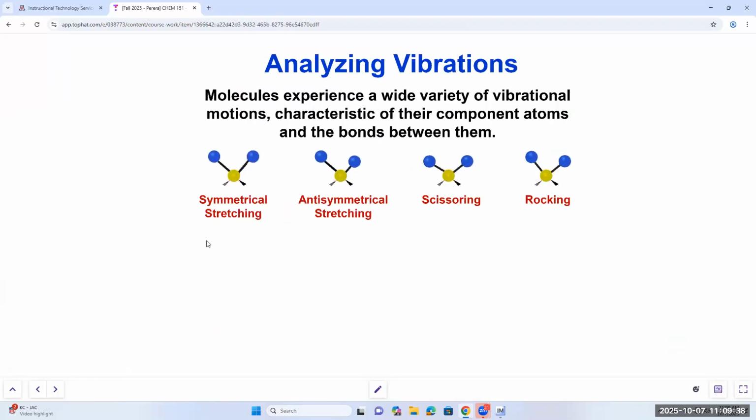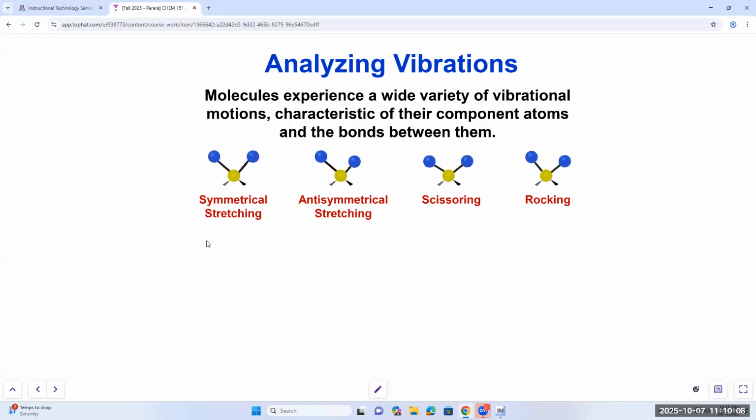Okay. Now this slide shows different modes of vibration of the bonds. Bond vibrations can be symmetric, just like that, or anti-symmetric. So symmetric is like this, it goes like that. Anti-symmetric means goes like this. It can be scissoring like this, or it can be rocking. It's like a concert, right? So they're like molecules.